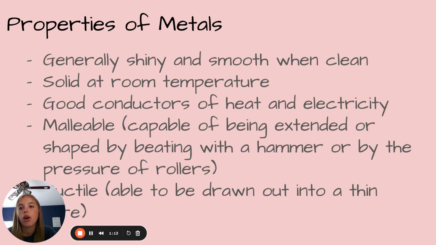Properties of metals that you should know, and you'll memorize these and figure them out farther down the line, but I'm going to go over them really quickly so you have them in an easy place. Metals are generally shiny and smooth when clean. So looking at it, if it's sparkly, if it looks metallic, it's a metal. They're usually solid at room temperature, with the exception of mercury and gallium. You don't really need to know that, but I think it's a cool fact and good to know if you ever need to know.